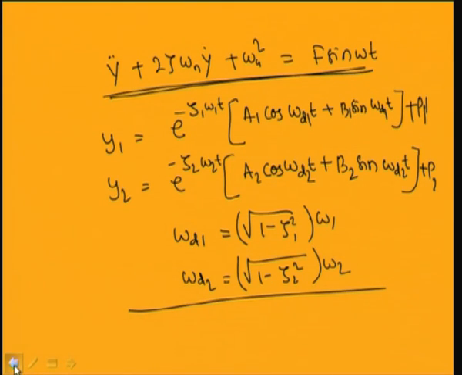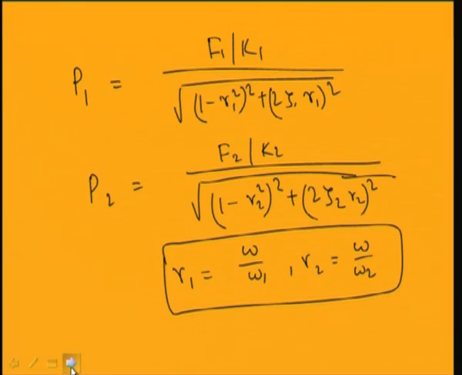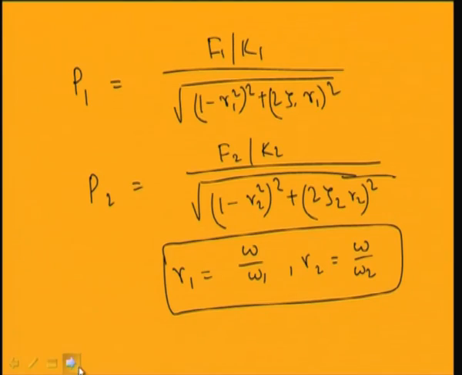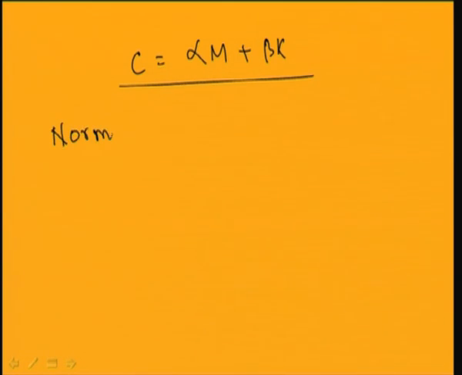Also you can find the system response when the damping is proportional and when it is not proportional. When it is not proportional, the C matrix you can write equal to alpha M plus beta K, and you can find the response of the system. Let us see one example for this normal mode summation method.